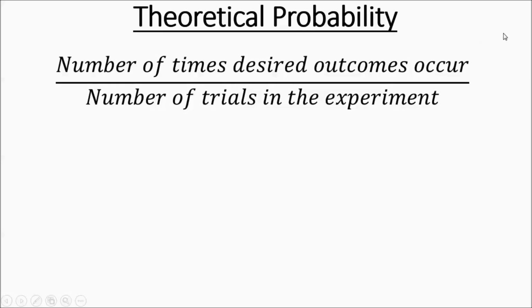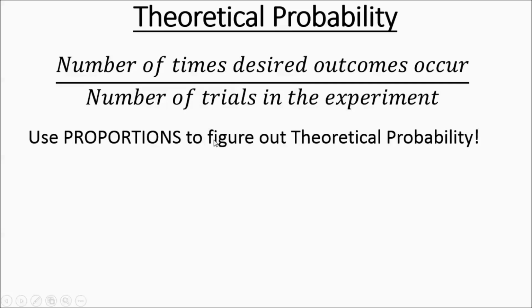This video is on theoretical probability. Theoretical probability is the number of times a desired outcome occurs divided by the number of trials in the experiment. A trial is like if you're flipping a coin once, that's one trial. If you flip a coin 5 times, that's 5 trials. So theoretical probability, you use proportions to figure out theoretical probability.